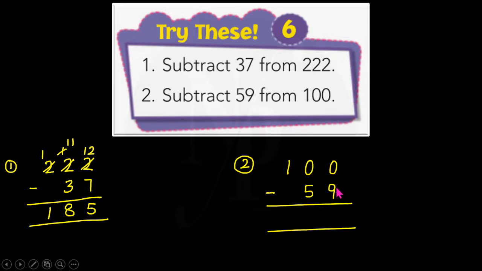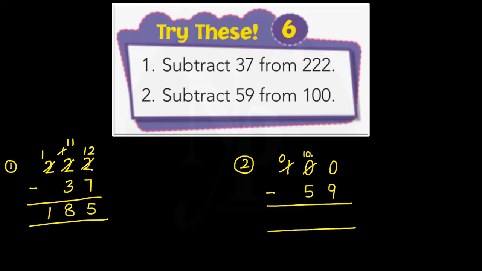So starting from the ones column, subtracting 9 from 0 is not possible. We have to regroup. So coming to the tens place, we have 0 again here. So we will move to the hundreds place. We have 100 here, which we make as 0, and we borrow this 100 to the tens column, and we know that 100 is equal to 10 tens.